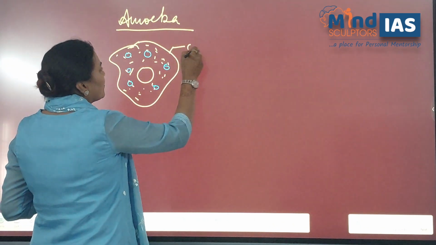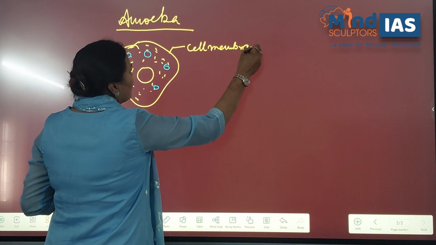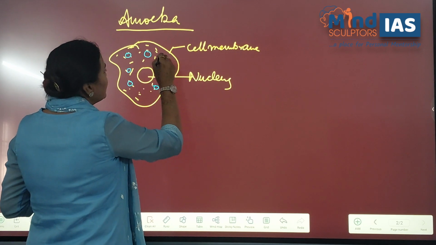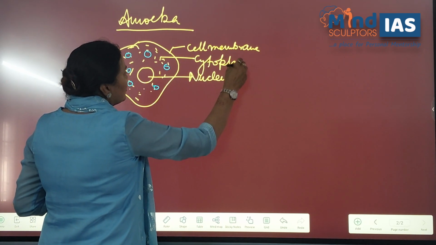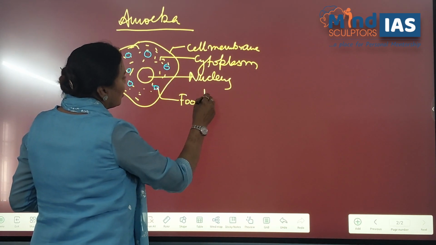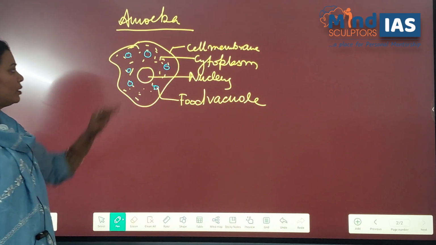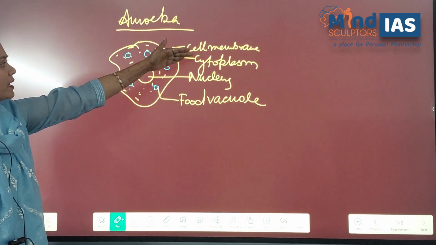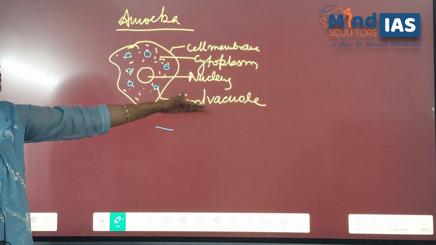So this is the cell membrane, this is the nucleus, cytoplasm, and food vacuole. This is a small structure of amoeba in which the body of the amoeba is surrounded by a cell membrane, with cytoplasm, nucleus, and then food vacuole.